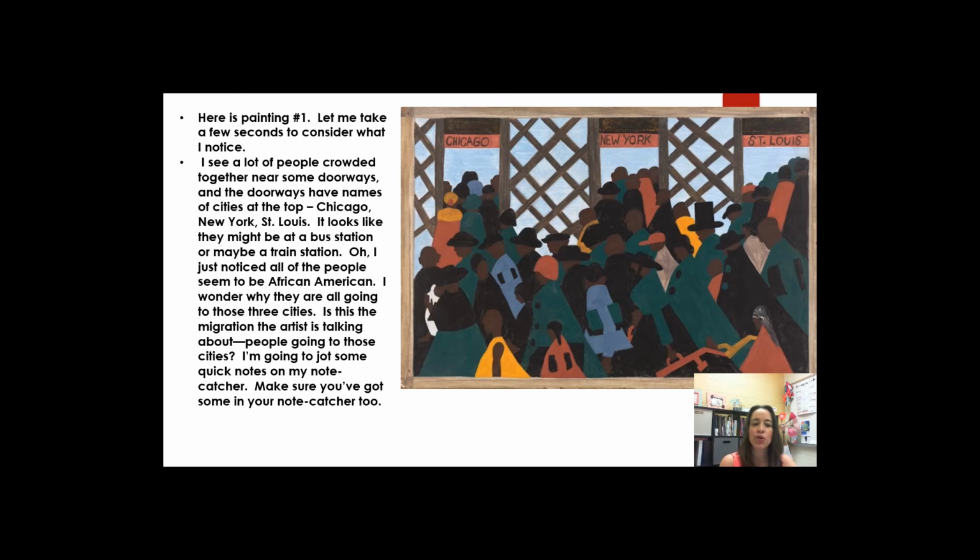I see a lot of people crowded together near some doorways, and the doorways have names of cities at the top: Chicago, New York, St. Louis. It looks like they might be at a bus station or maybe a train station. Oh, I just noticed all of the people seem to be African American. I wonder why they are all going to these 3 cities. Is this the migration the artist is talking about? People going to those cities? I'm going to jot some quick notes on my note catcher. Make sure you've got some in your note catcher too.